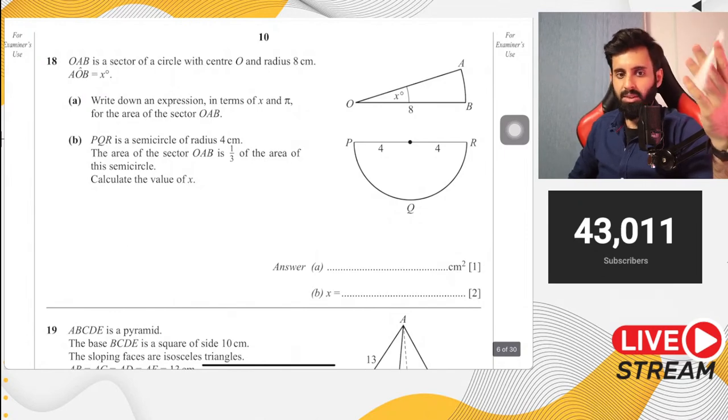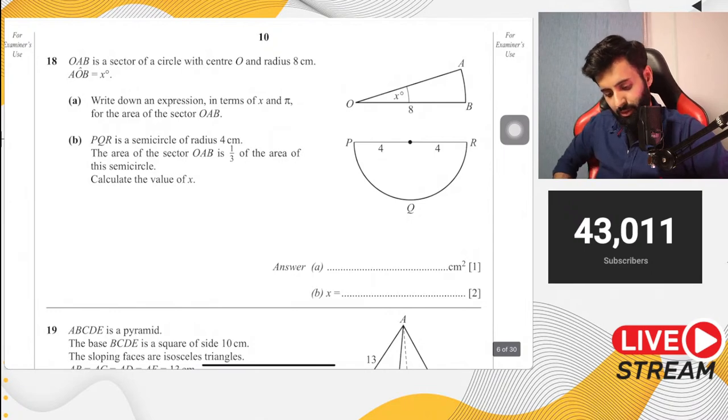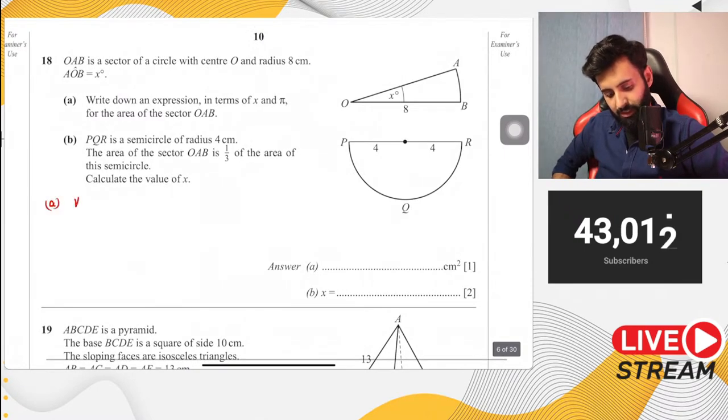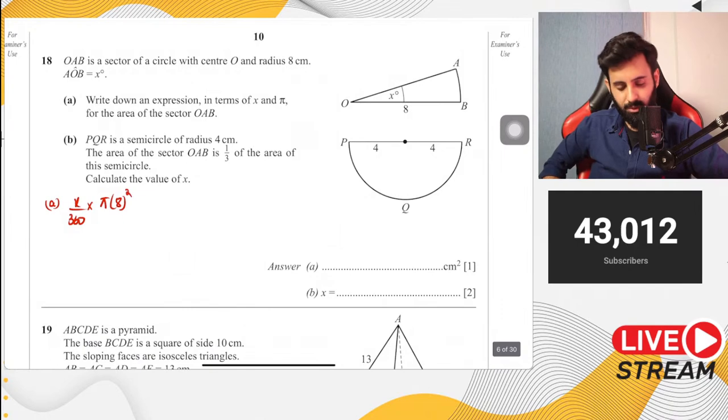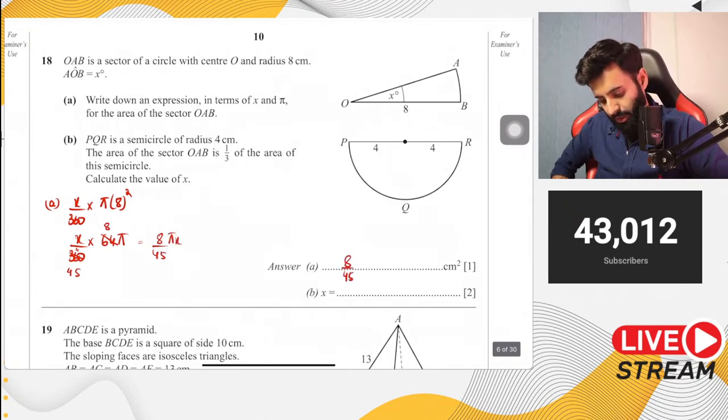Part A says OAB is a sector of a circle with center O and radius 8 centimeter. Write down an expression in terms of x and pi for the area of the sector OAB. So how do you calculate the area? It's pretty easy. x upon 360 multiplied by pi into 8 squared. Let's see how we can simplify this. x upon 360 into 64 pi. We can simplify this using 8. 8 8s are 64, 8 5s are 40. So here we have 8 upon 45 pi x as the answer.